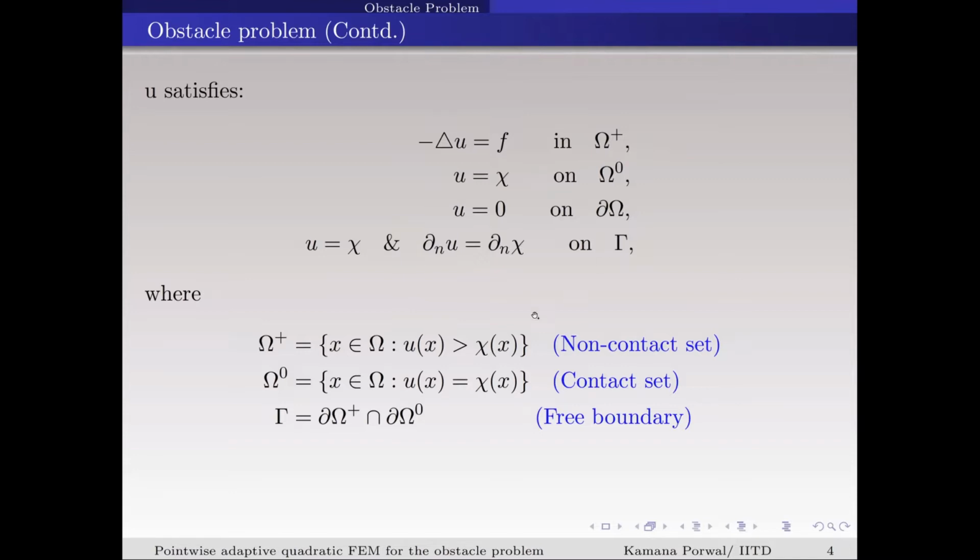This problem basically models the vertical displacement of an object which is constrained to lie above the obstacle χ and which is subject to a vertical force f. Note that not just the solution u, but the location of this interface Γ is also unknown. So this problem falls into the category of free boundary problems, and this interface Γ is known as the free boundary. Numerical analysis of these free boundary problems is very important because they have various applications in engineering, physics, and mathematical finance, to mention a few.